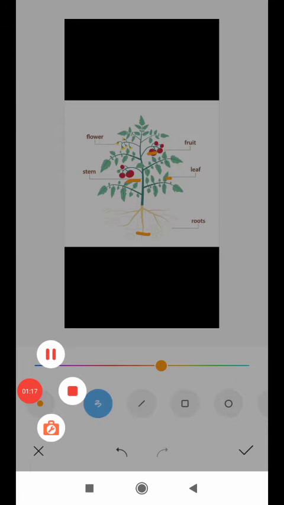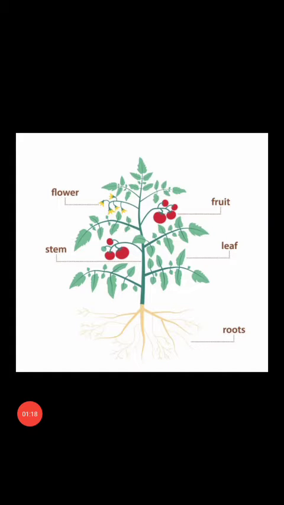Now, students, I will show you the picture of some flowers and you will recognize the name of the flowers. Students, which flower is this? Ma'am, lily. Very good. Which flower is this? Ma'am, this is rose. Very good. Which flower is this? Ma'am, this is tulip. Very good.